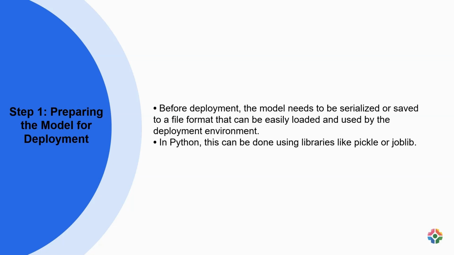When preparing to deploy a model in Python, it is essential to serialize or save the model to a file format that the deployment environment can seamlessly load and utilize. Libraries such as pickle or joblib can be employed for this task. For instance, in a machine learning project where a trained model needs to be deployed for real-time application, serializing the model using pickle enables storing the model in a file, ensuring smooth and efficient model loading during the deployment phase.